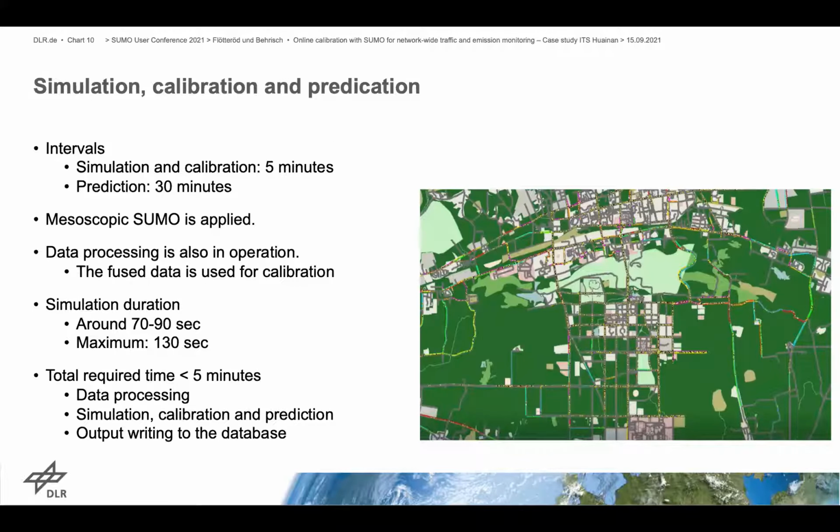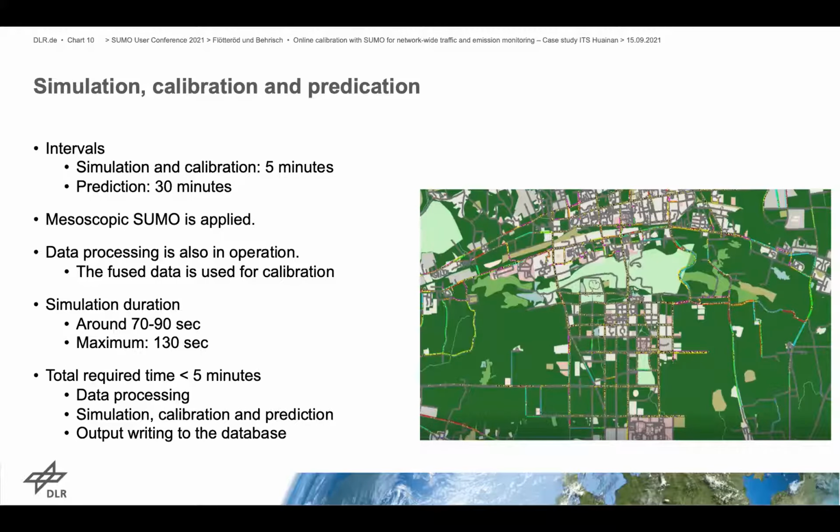For simulation, calibration, and prediction, the interval for simulation and calibration was set to 5 minutes, and the interval for prediction was set to 30 minutes. And here we use the mesoscopic SUMO for the application. Moreover, data processing for taxi FCD and the stationary sensor data is also in operation here, and the fused data is used for calibration.